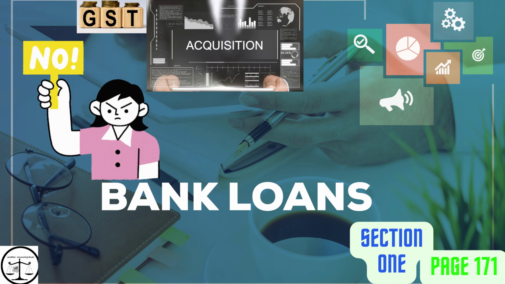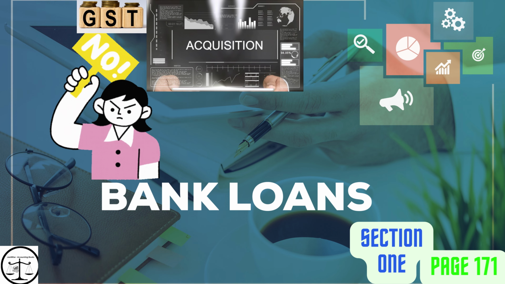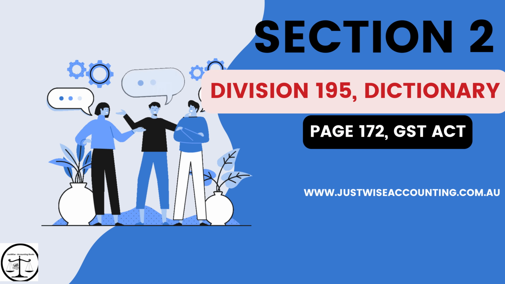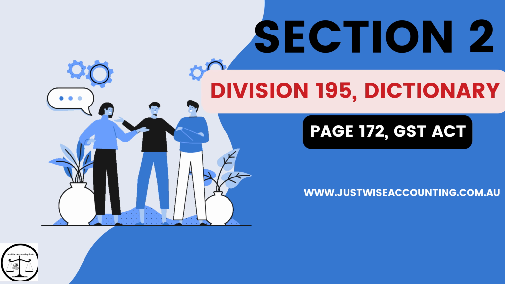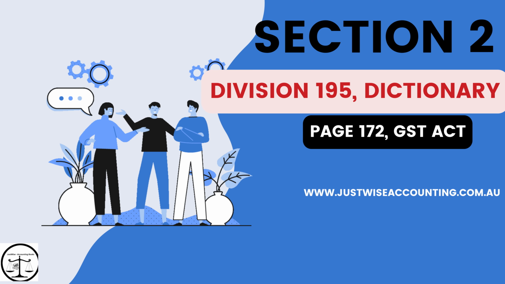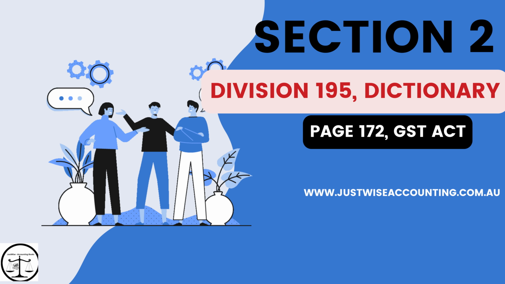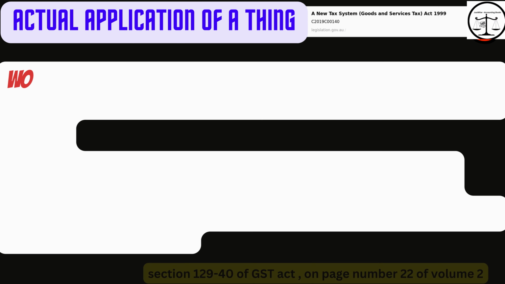That was it for section 1. That is page number 171. Section 2. Now we will explain words on page number 172 of Division 195 of GST Act Volume 2. This will be section 2 of this video, for the dictionary. Please find the words on screen.